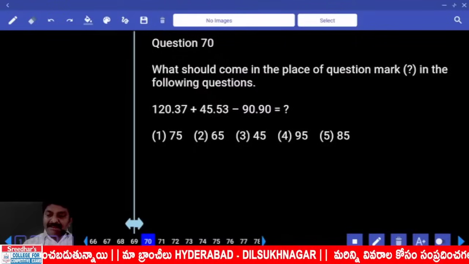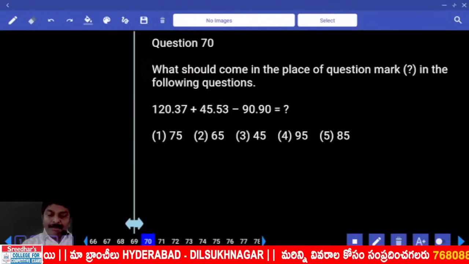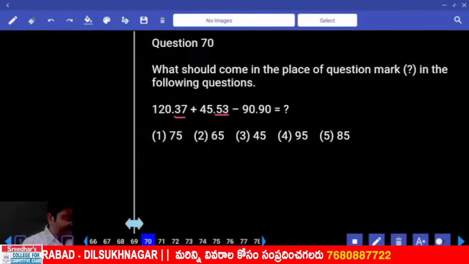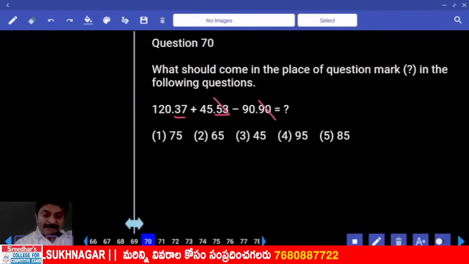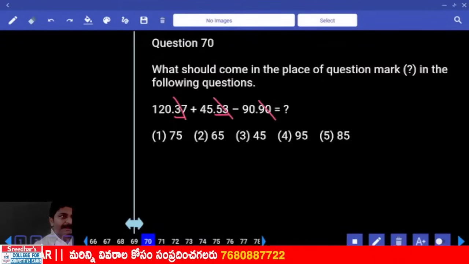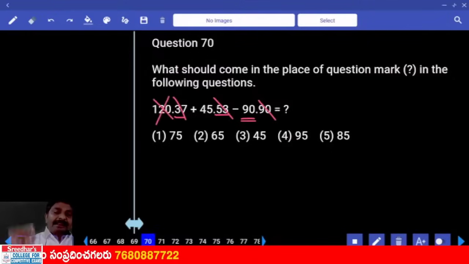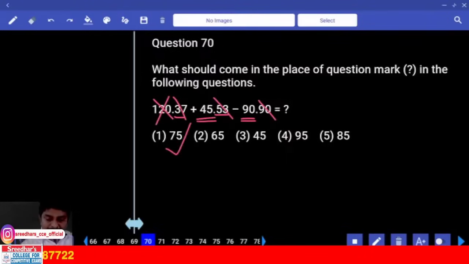Let's first take number after decimal. 0.37, 0.53 positive number, sum is 0.90. Minus 90 plus 90 gets cancelled. Correct? And what is a negative number? 90 taken from 120, still you have 30 plus 45.